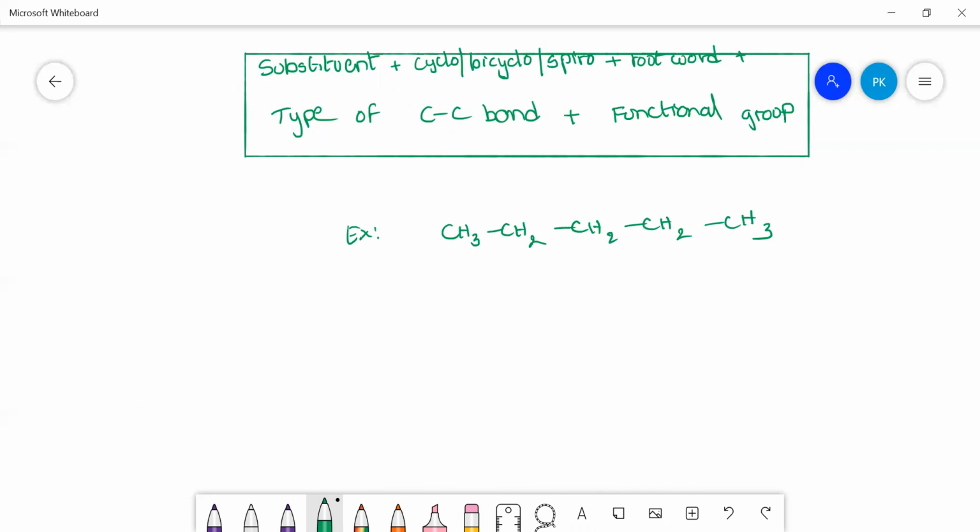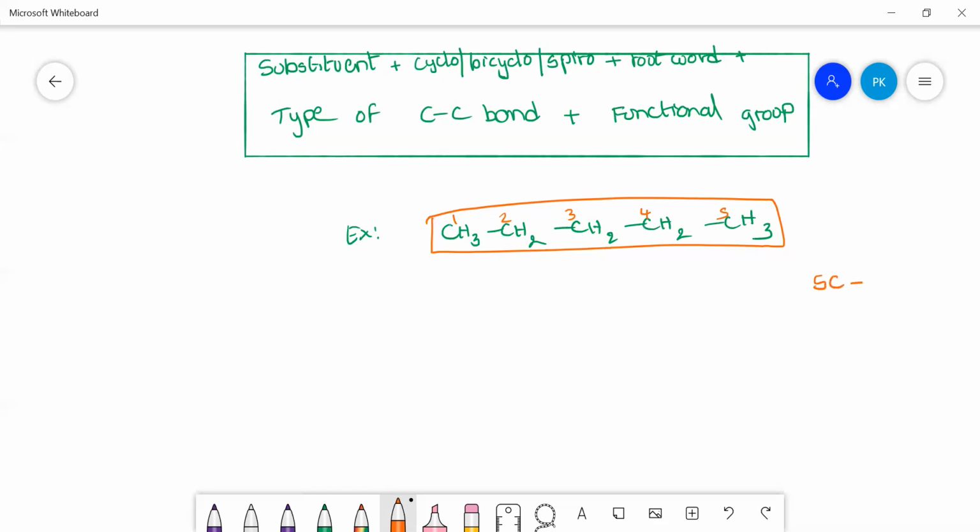Here, is there any substituent, students? No substituent. We only have one carbon-carbon chain, 1, 2, 3, 4, 5. This will be the parent carbon chain. And you can give numbering from either this side or this side because it has no substituent, no double or triple bond. So give numbering 1, 2, 3, 4, 5. So total 5 carbons. No substituent, no cyclo, bicyclo, spiro. It is a straight chain. So we write the root word directly, for 5 carbons.